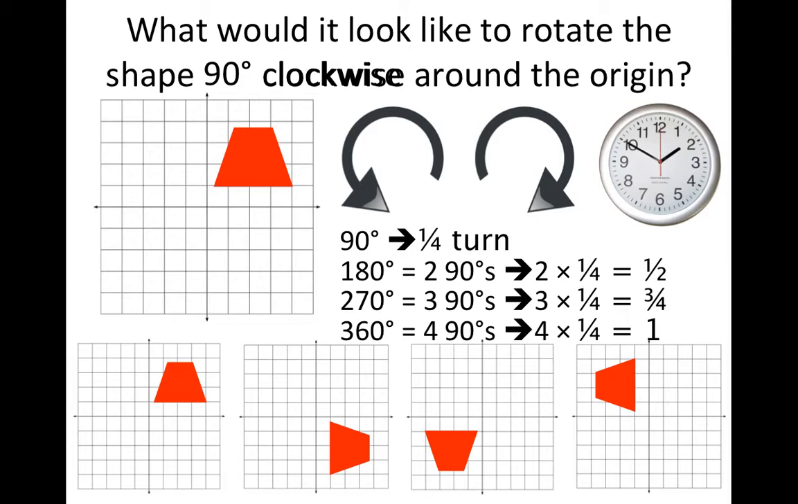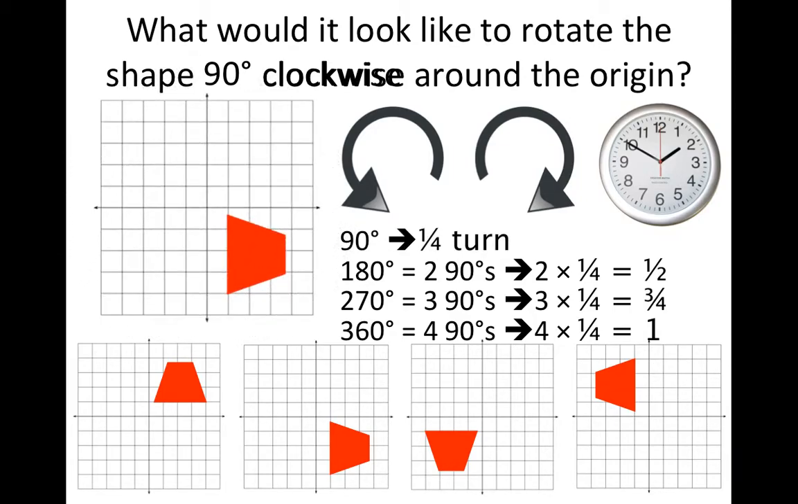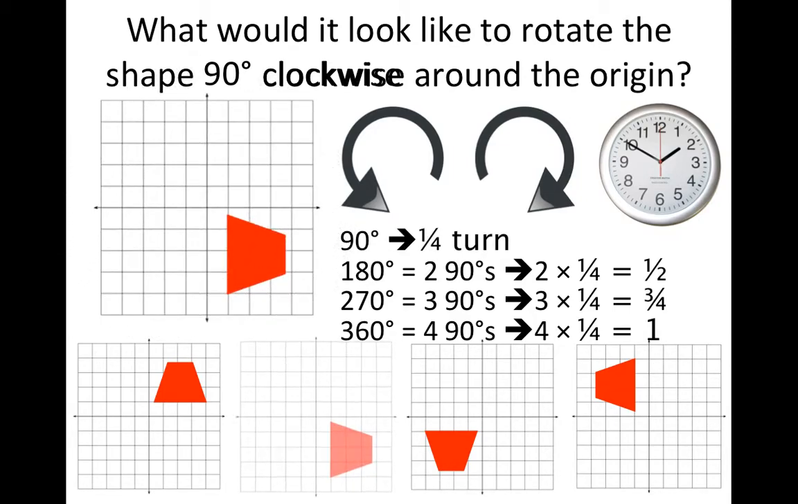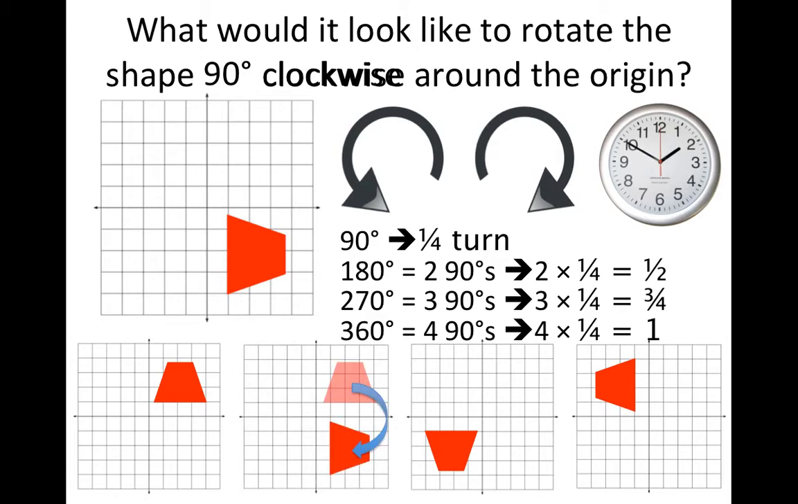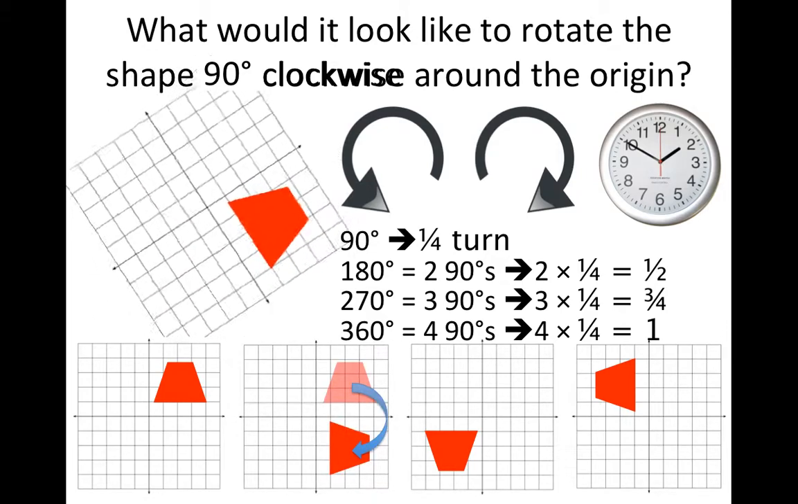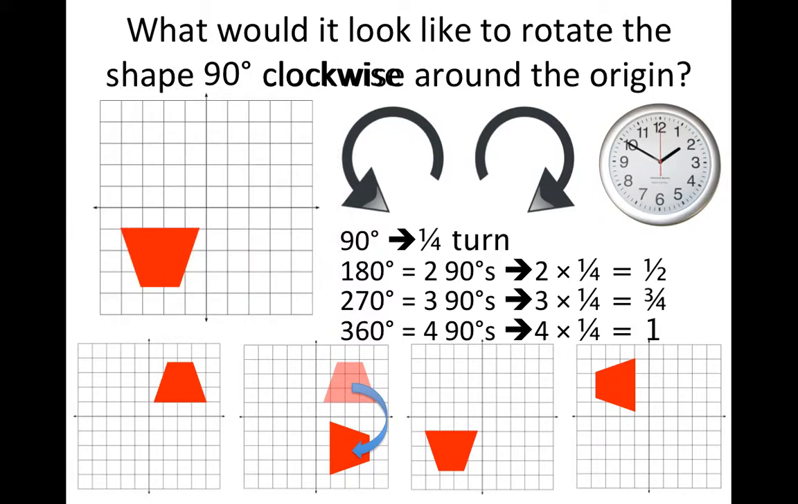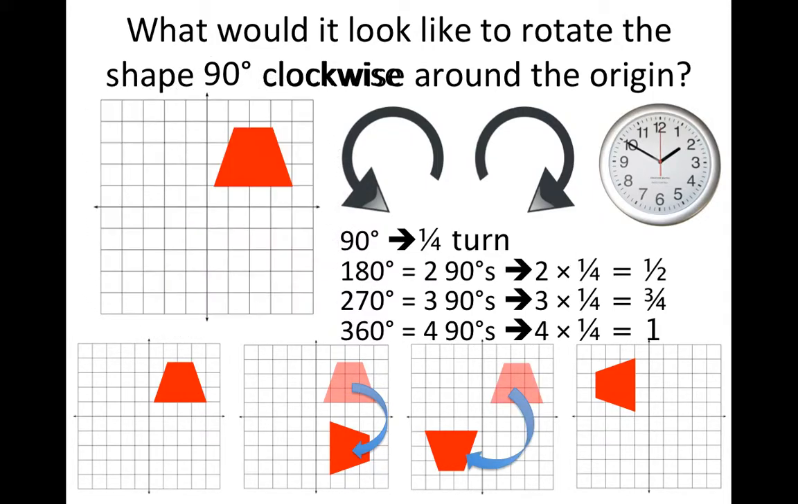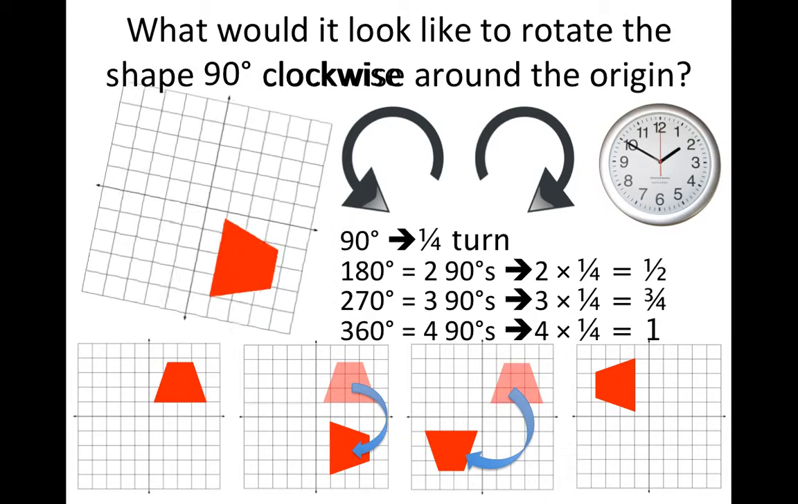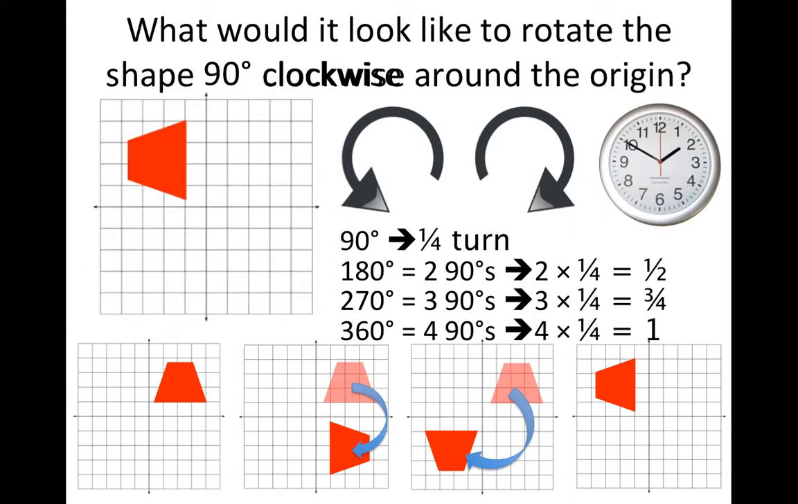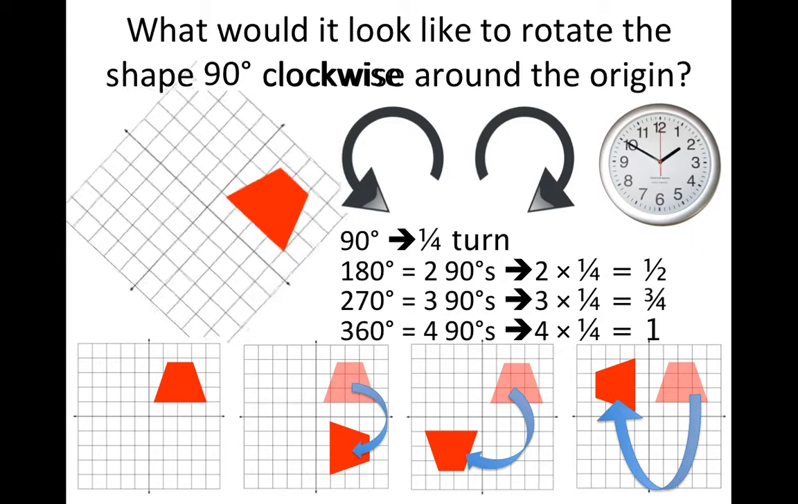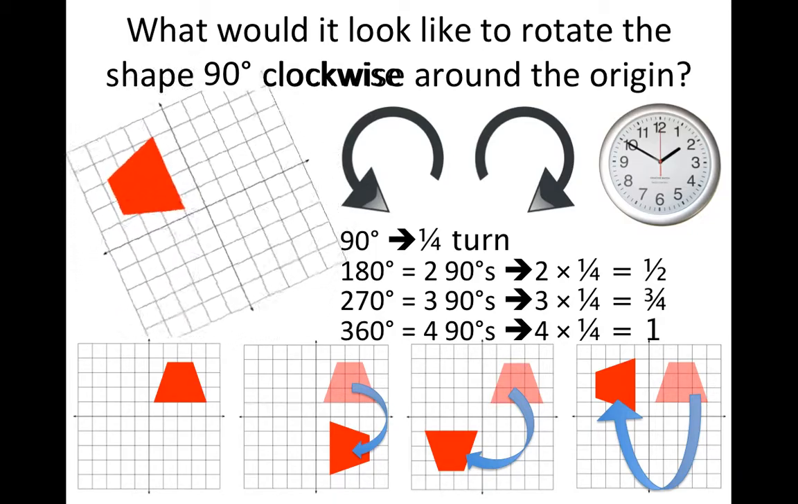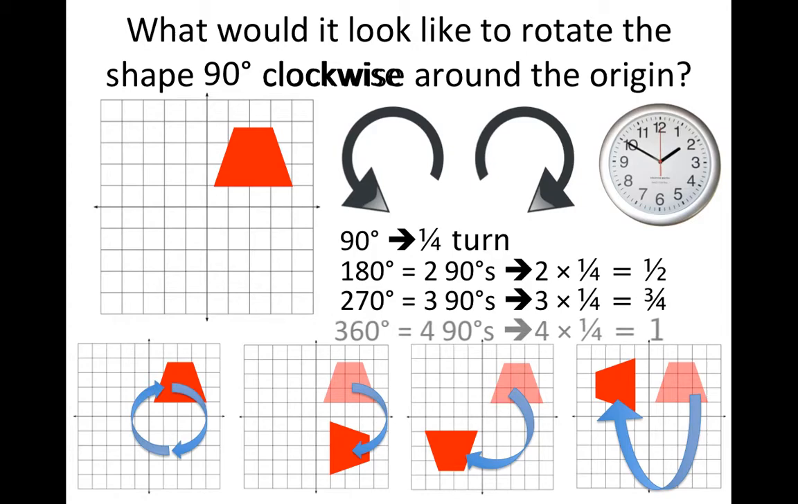So the question is, what would this look like after a 90-degree turn? So if I turned it 90 degrees around, the answer would be this one. If I were to turn it 2 turns around, that's 180 degrees. If I were to turn it 1, 2, 3 turns around, that would be 270 degrees, and it looks like that. And finally, if I were to turn it 360 degrees, it looks exactly like the original. It hasn't changed at all. It's just gone all the way around.